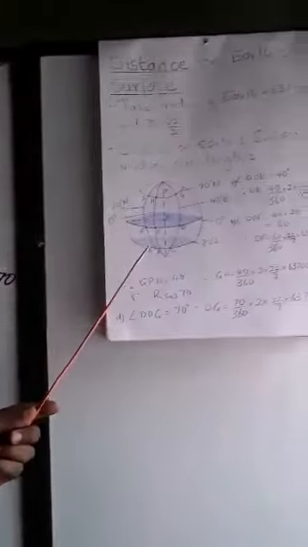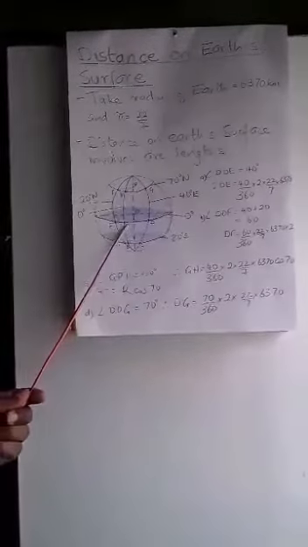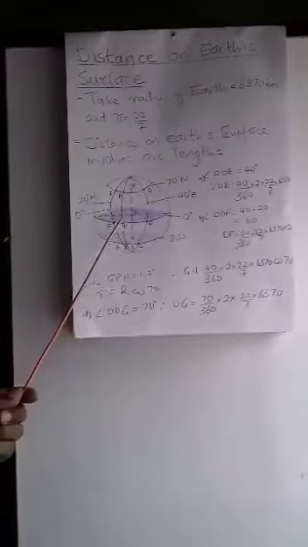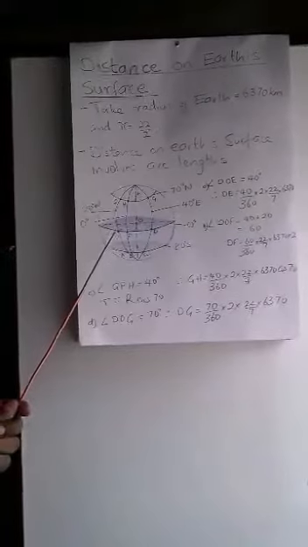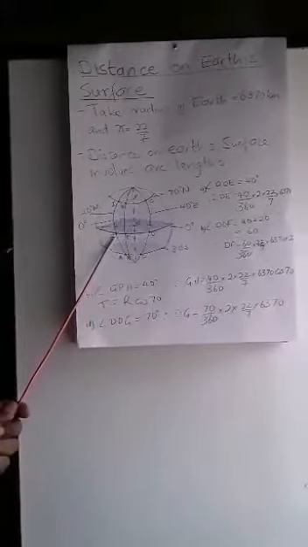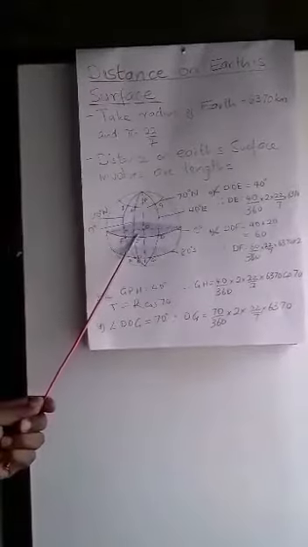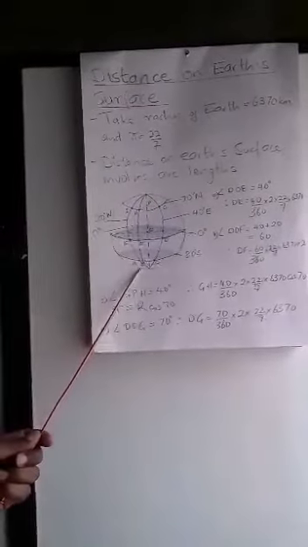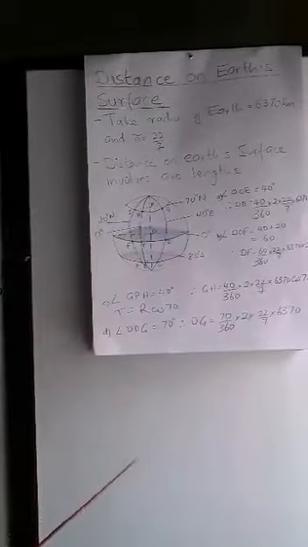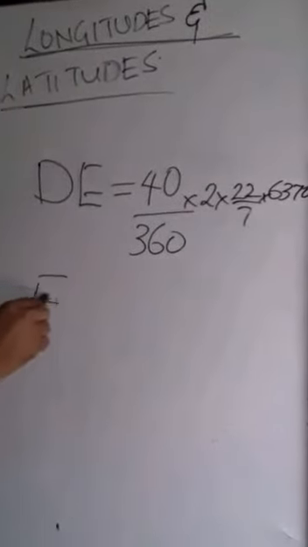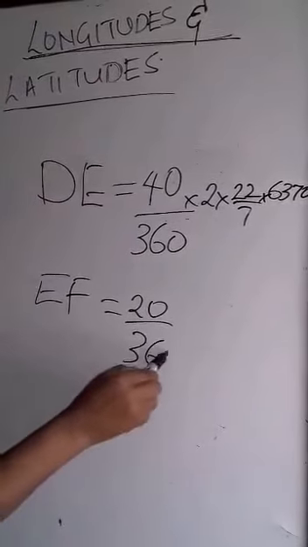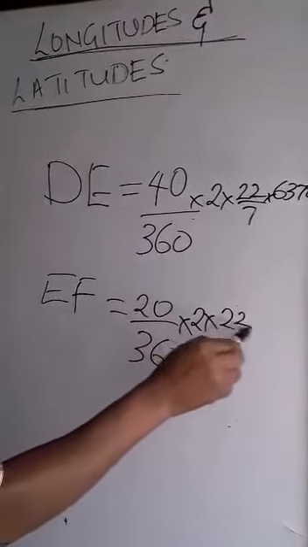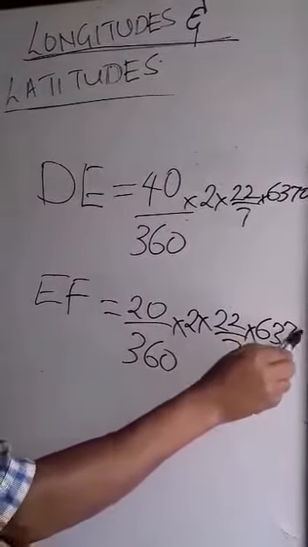Going back to the diagram, let's look at arc length EF. Arc length EF again lies on the equator, but the angle subtended by arc length EF is from 0 to 20 because it lies on the 20 degrees west. So the angle subtended by EF is 20 degrees, and therefore arc length EF will be 20/360 times 2 times 22/7 times 6370.